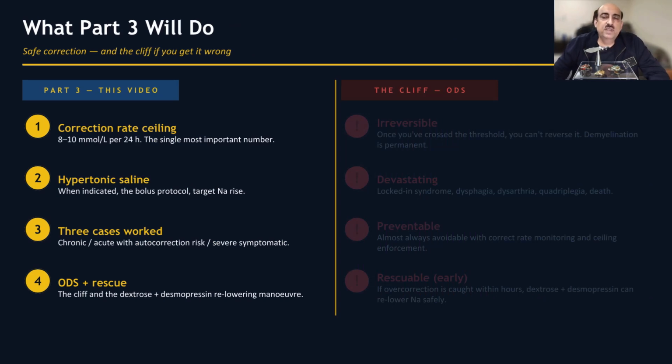There are 4 objectives in this series, which are covered on the left side of the screen. First of all, the correction rate ceiling, 8 to 10 millimoles in the first 24 hours. This is the single most important number in this video. We will come to that later.